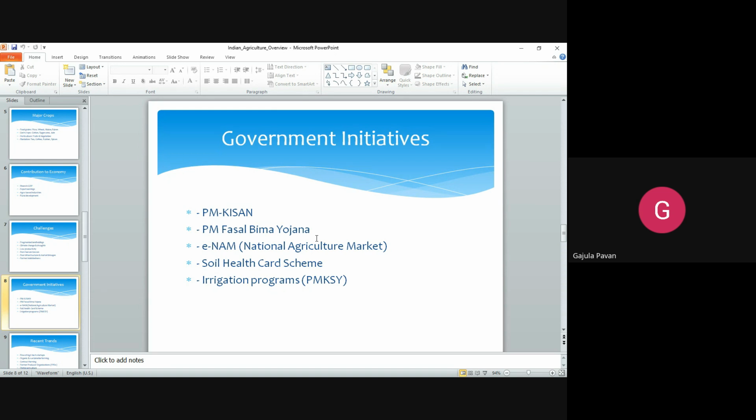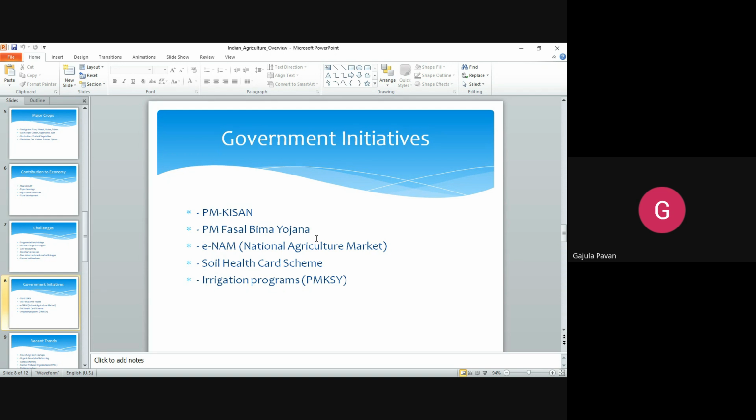At the same time, ENAM. ENAM means National Agricultural Market. An online marketing facility is provided by our government for the development of Indian agriculture. So this is another important initiative the government has undertaken and introduced. The next one is the Soil Health Card Scheme. This is also a new scheme.